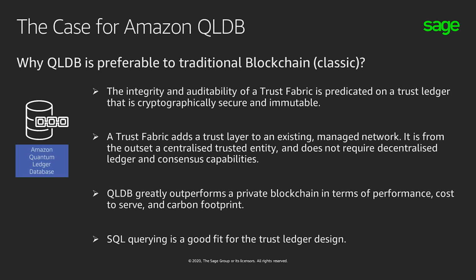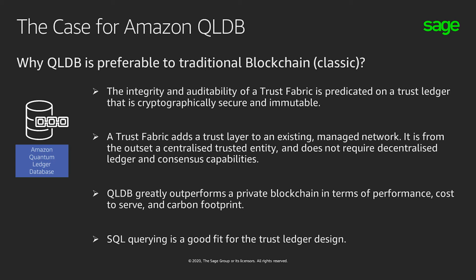We evaluated classic blockchain frameworks such as Hyperledger and Ethereum, which can also be used to provide transparent, immutable, and cryptographically verifiable transaction ledgers. However, one of the core principles of Trust Fabric is the idea of adding a trust layer to an existing network. In other words, an environment like Sage Accounting is from the outset a centralized, trusted entity. It does not require the decentralized ledger and consensus of classic blockchain implementations.